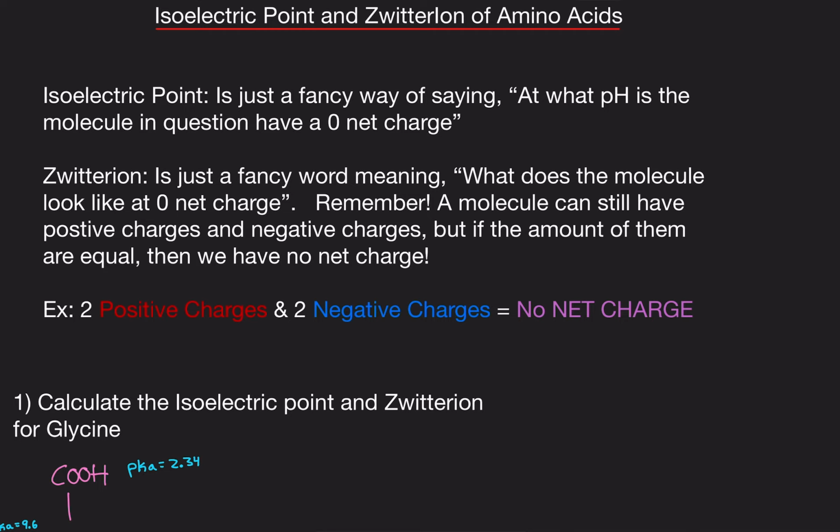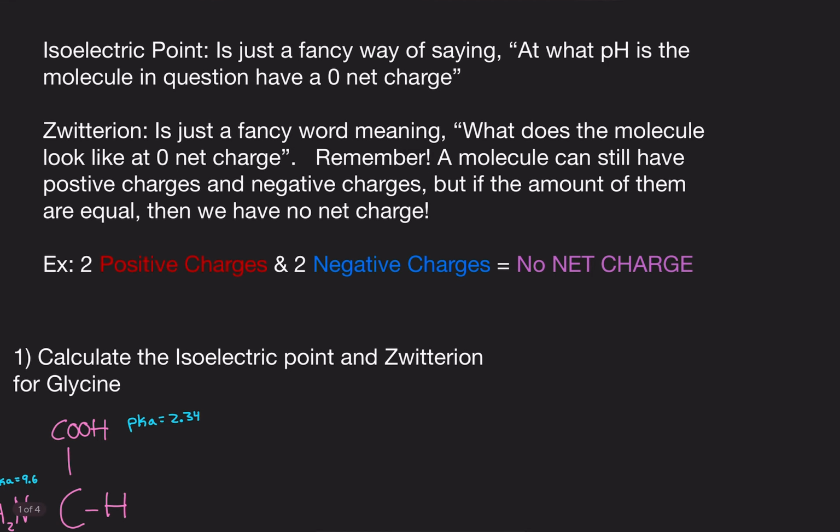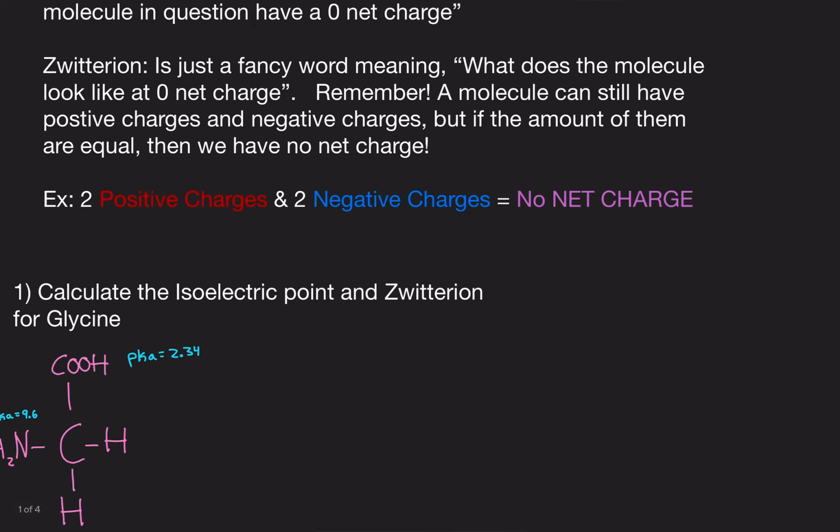The Zwitterion, on the other hand, is just a fancy word for what the physical molecule or amino acid actually looks like at zero net charge. Now, zero net charge does not necessarily mean zero charge. We could have two positive charges and two negative charges on an amino acid, for example. The molecule does have charges, but they're equal. There's two positive and two negative, so they cancel each other out. So that's technically the zero net charge.